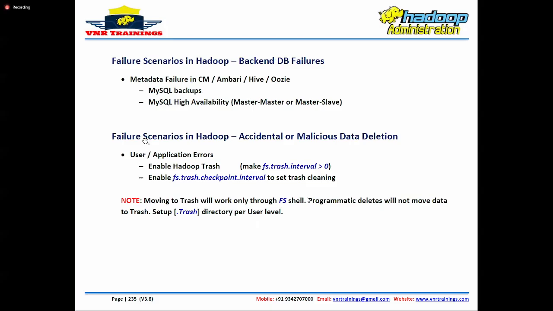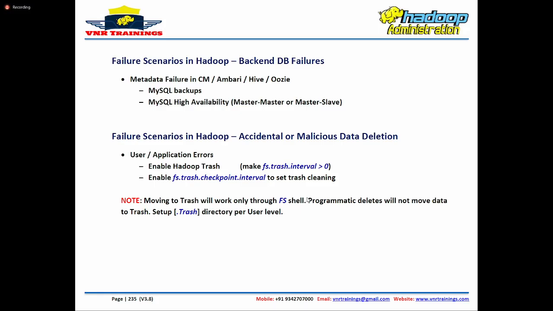Now, failures in Hadoop: backend DB failures. There are high chances that your backend DBs may fail. What in case the Ambari DB fails? What in case the Hive Metastore DB fails? What in case your Sqoop Metastore DB fails? They are important, right? They are metadata, so they are very important actually.